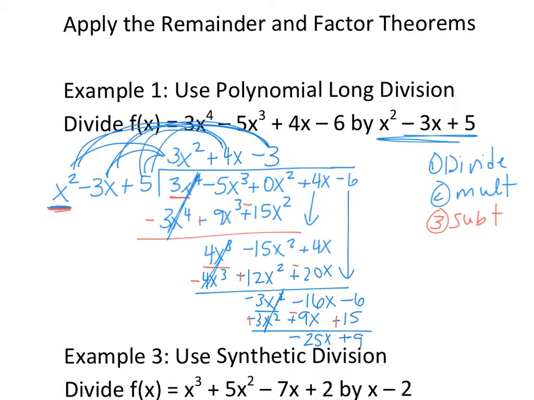Negative 25x cannot be divided by x squared. The power is smaller than x squared. So that means that this is going to be our remainder. And so we are going to do plus, and then we're going to put our remainder over what we are dividing by. And so this right here is our answer.